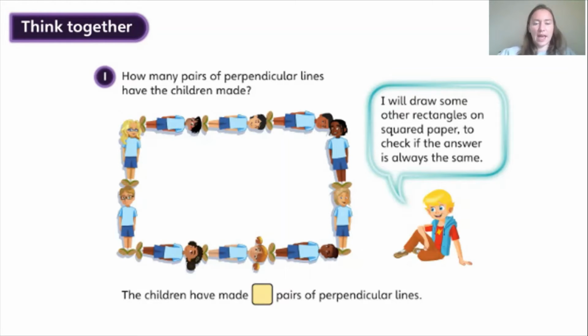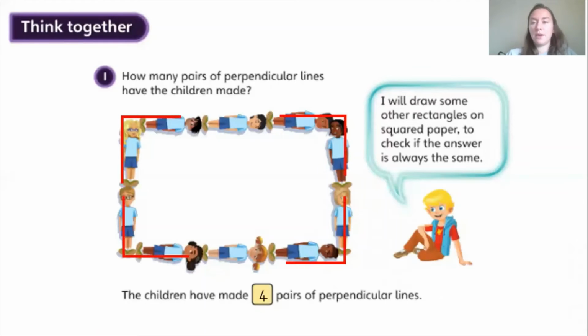So in this case, the children have made 4 pairs of perpendicular lines. There is one right angle here, so this vertical line and this horizontal line join to make a right angle. Here, the horizontal line and the vertical line is another pair. The vertical line here and the horizontal line at the bottom. And finally, the horizontal line and the vertical line. So there are 4 pairs of perpendicular lines.